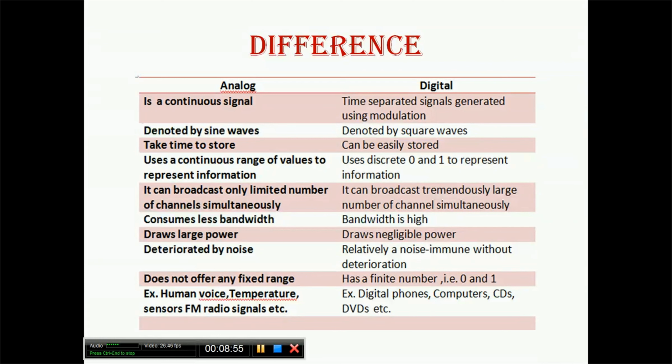Good examples of analog signals are human voice, temperature, sensors, FM radio signals, etc. And digital examples are our digital phones, computers, CDs, DVDs, etc.